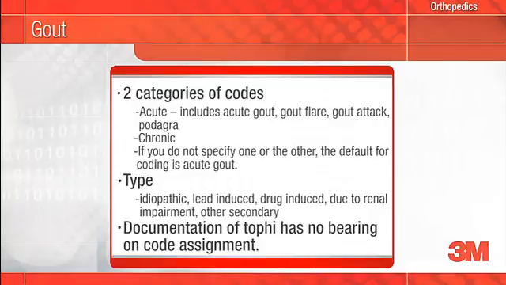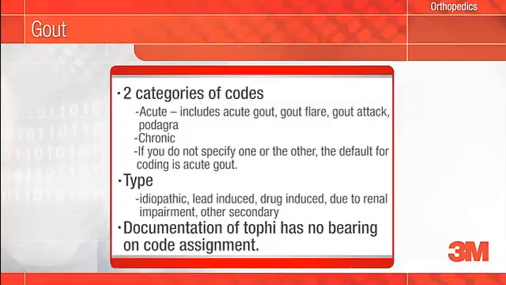ICD-10 has 2 categories of codes for gout: acute and chronic. If you do not further describe the gout as acute or chronic, the default for coding is acute gout, so document acute or chronic to be certain your intended diagnosis is reported correctly. Within each category, unique codes describe the type and site and include laterality.